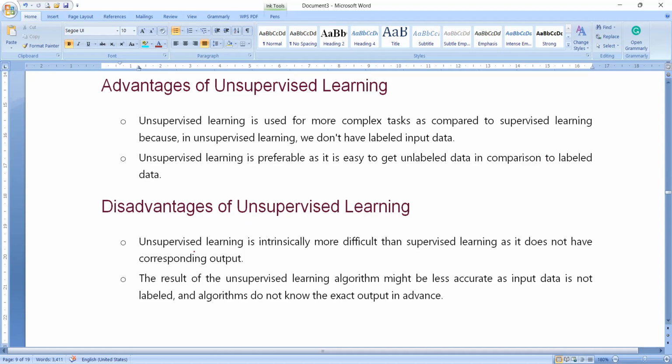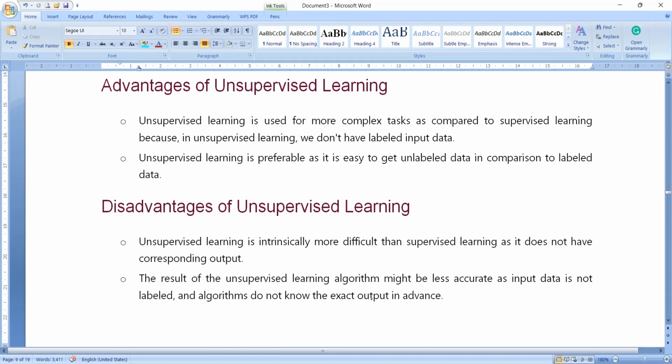Disadvantages of unsupervised learning: unsupervised learning is intrinsically more difficult than supervised learning as it does not have a corresponding output. So we don't have test data here. So that's why it is more difficult. The results of unsupervised learning algorithms might be less accurate as the input data is not labeled. Algorithms do not know the exact output in advance. Why? Because we don't have any labeled data. So raw data will be there. First, it has to do some classification, clustering. After that, it has to take decisions based on commonalities and similar features.